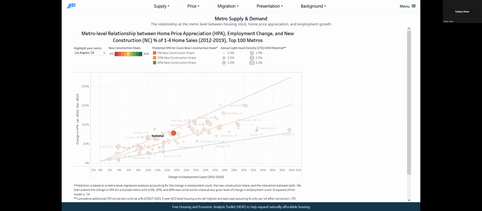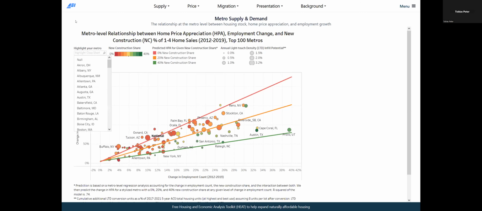And on the y-axis, we showed a change in home price appreciation from January 2012 to December 2019. So we're cutting it off before the pandemic. On the x-axis, we're showing the change in employment count from 2012 to 2019. And we're looking at the largest 100 metros. And then the coloring indicates the new construction share of sales that ranges from 0 to 40%. 0% in kind of the northeast, Bridgeport, for example, and so forth, versus Austin has fairly high new construction shares. And then we're plotting the whole 100 metros.